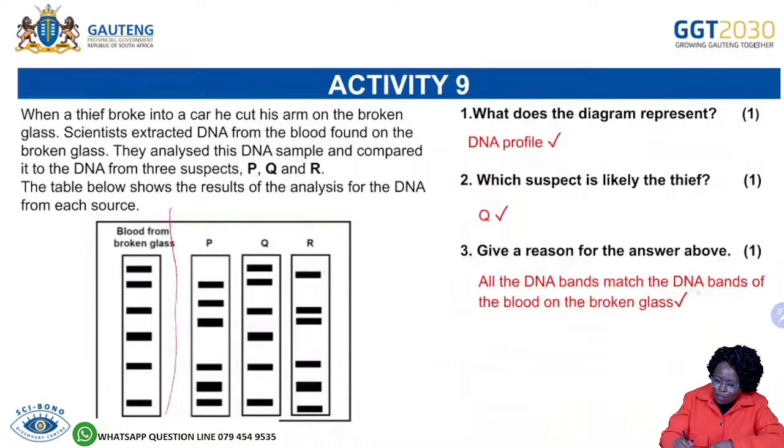All the DNA bands match with the DNA of the blood. So you check Q, you'll see the bloods that are found. There's a match there, there's a match there, there's a match here, there's a match here, there's a match there.